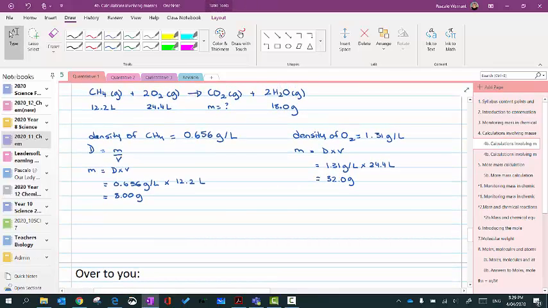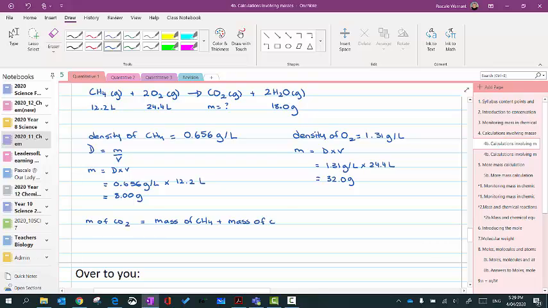Okay, now to find the mass of carbon dioxide, I'm going to do the mass of the reagents, which are methane and oxygen, and then I'm going to take away the mass of water. So that's 8 plus 32 minus 18, and that gives me an answer of 22 grams. Okay, now have a go at doing the other problems on that page on your own.